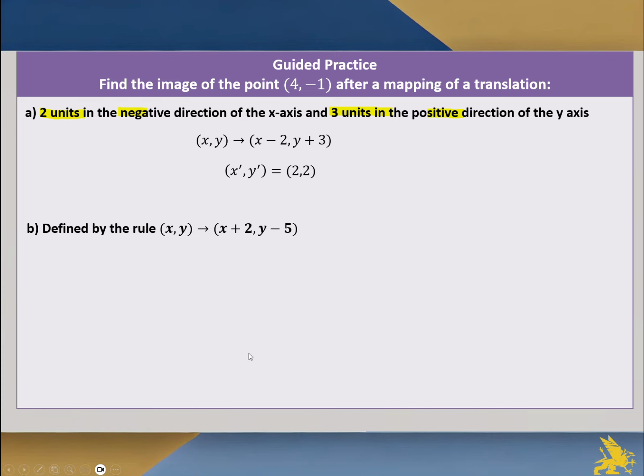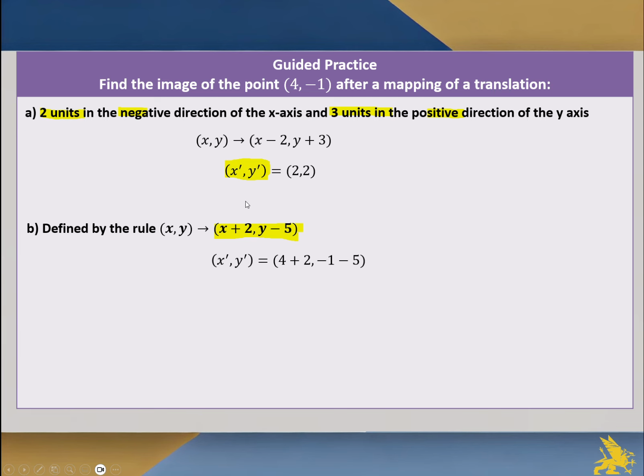Now we've got this rule for part B. This rule already states what we are going to be doing. That means our new x value will be x plus 2. Our new y value will be y minus 5. Now, going back to the previous question, how we label our new point is going to be x apostrophe, y apostrophe. So let's have a go at this.